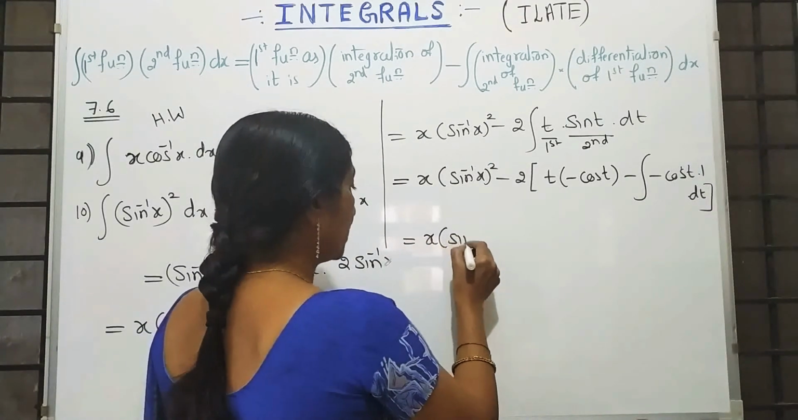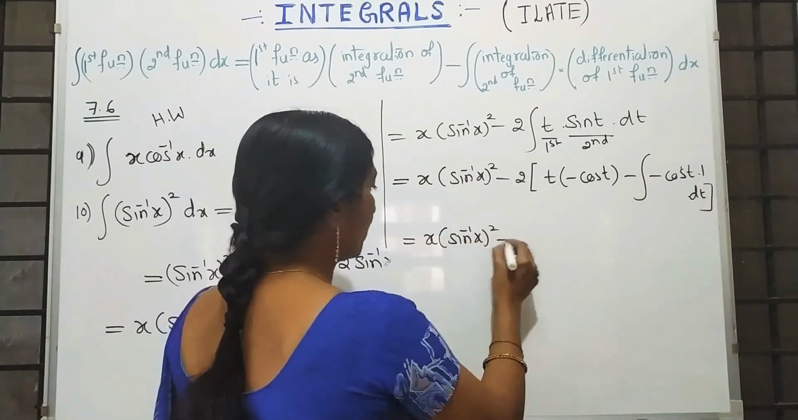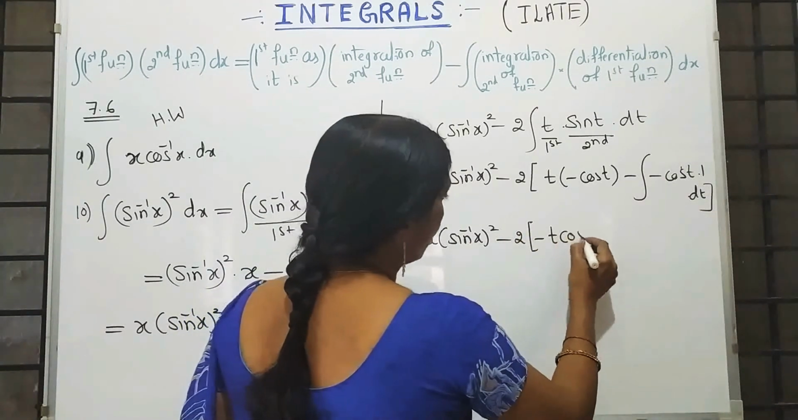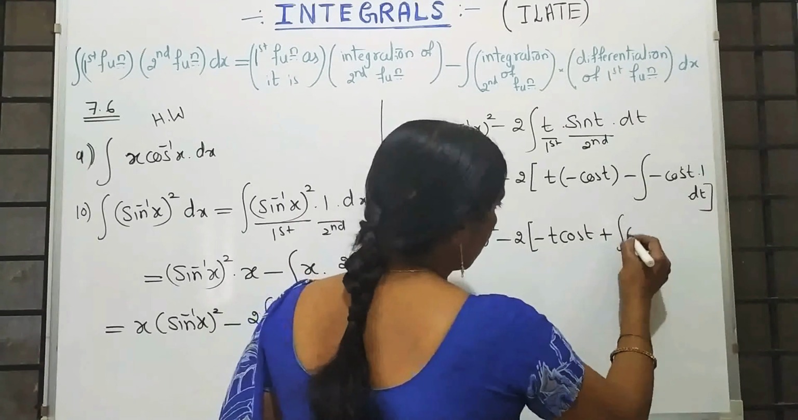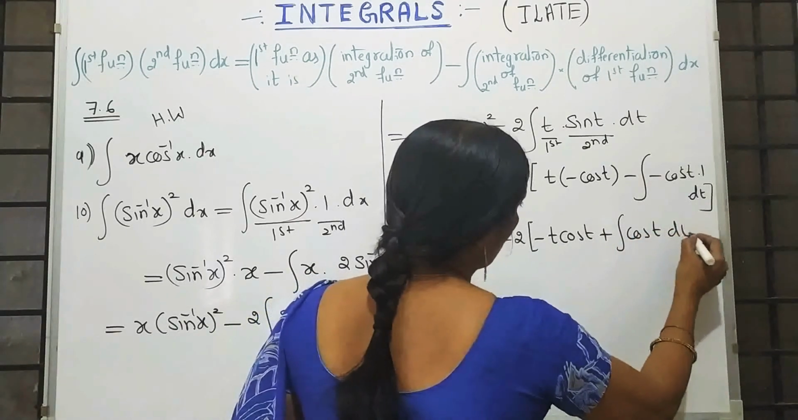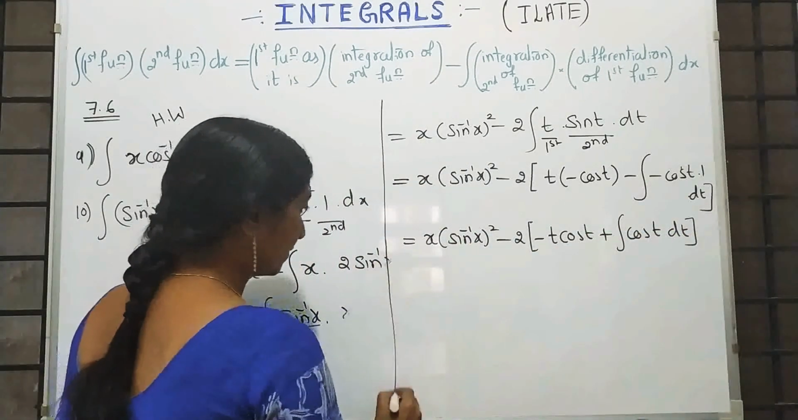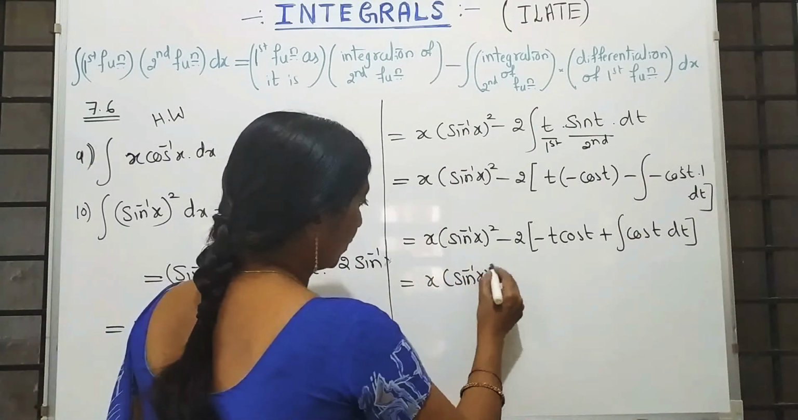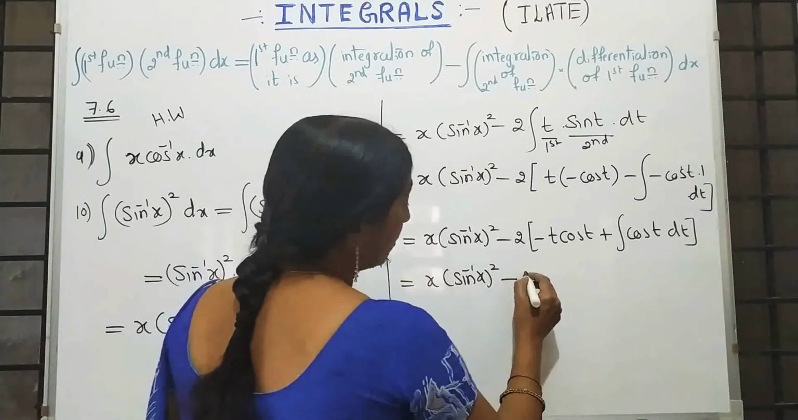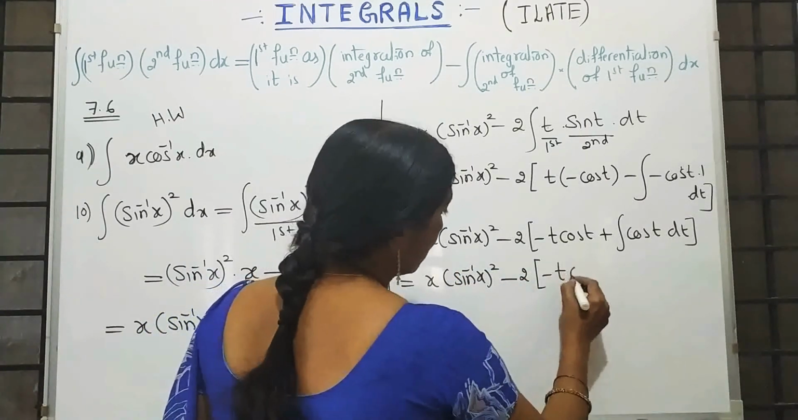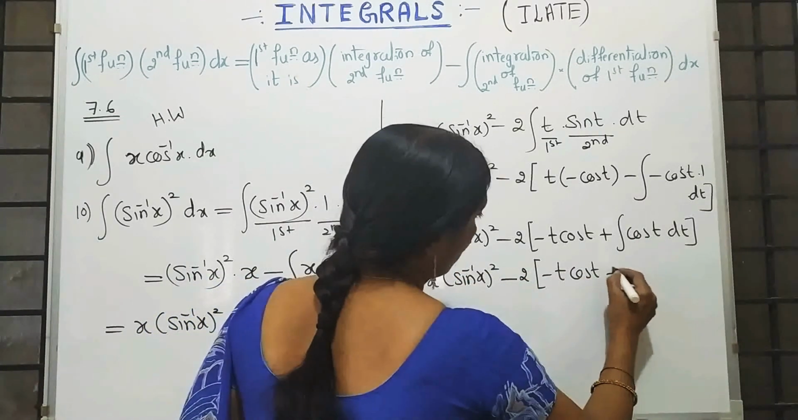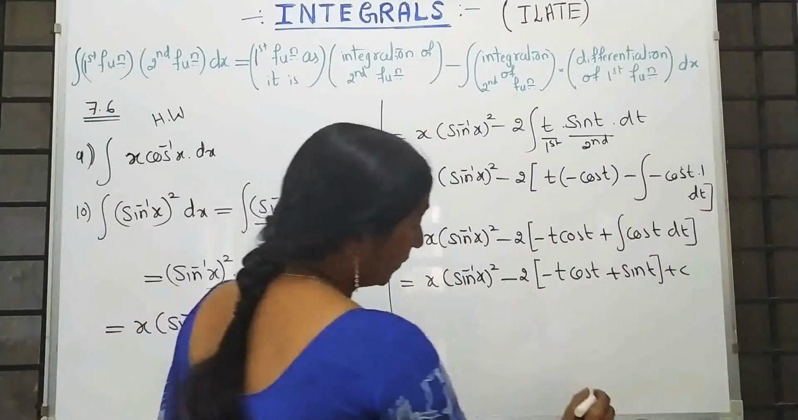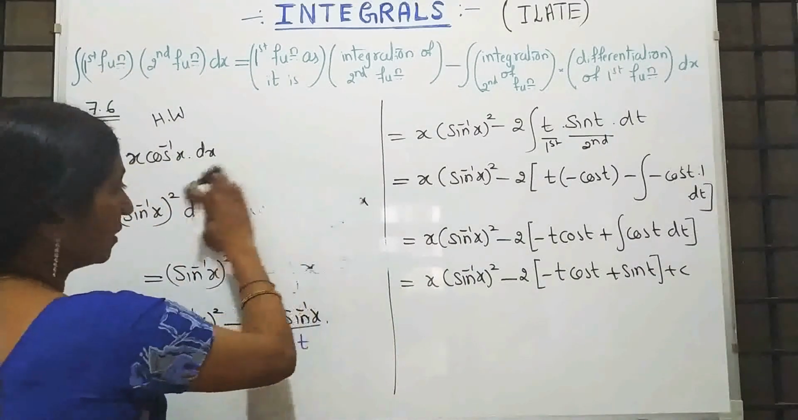x into sin inverse x whole square minus 2 in the bracket, minus t cos t plus integration of cos t into dt. x into sin inverse x whole square minus 2 as it is, here minus t cos t, integration of cos t is sin t. So what we did? We did the substitution, sin inverse x as t.